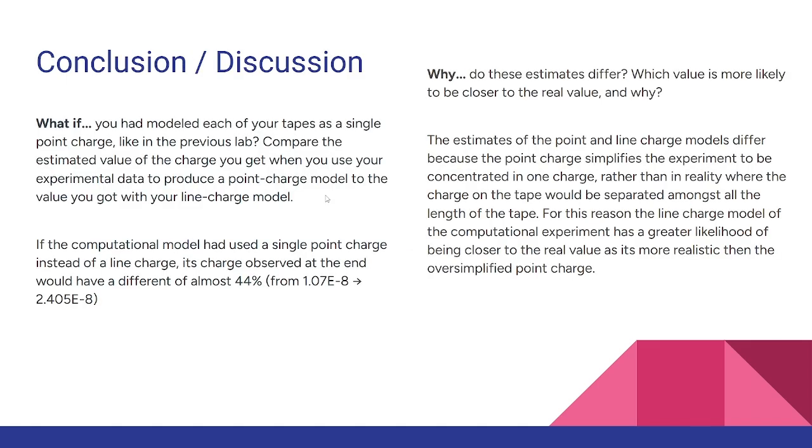So conclusion and discussion. If you had modeled each piece of the tape as a single point charge like the previous lab, so lab one, how would it be different? If the computational model had the same single point charge instead of a line charge, the charge observed at the end would have a difference of almost 44% because it went from 1.07 e to the negative 8 to 2.4 e to the negative 8. And why do these estimates differ? Which value is more likely to be closer to the real value and why?